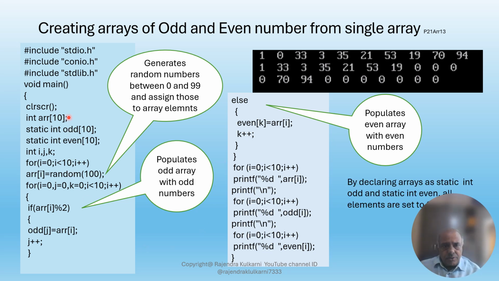What we had done is we had declared the arrays odd and even as static arrays. Why static arrays? Because when an array is declared as static, its elements are set to 0 by the compiler. We need not assign values 0 to those. That is the reason why arrays odd and even have been declared as static.